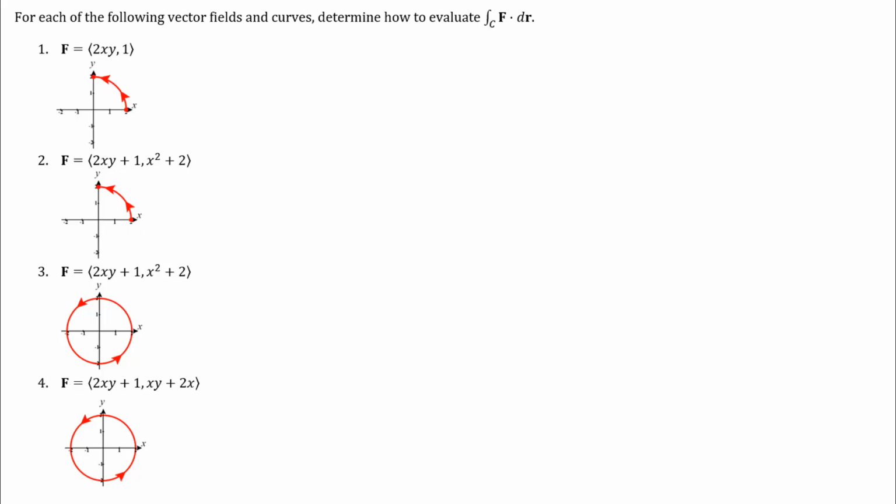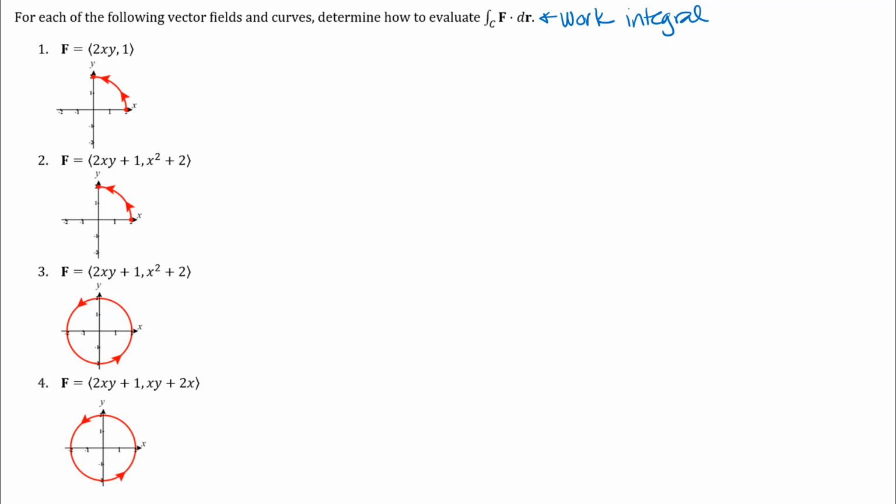All right, so I have here a problem. It says for each of the following vector fields and curves, determine how to evaluate the line integral over the curve C of F dot dr. So that doesn't say the word work in it, but you should recognize that this is a form of the work integral.